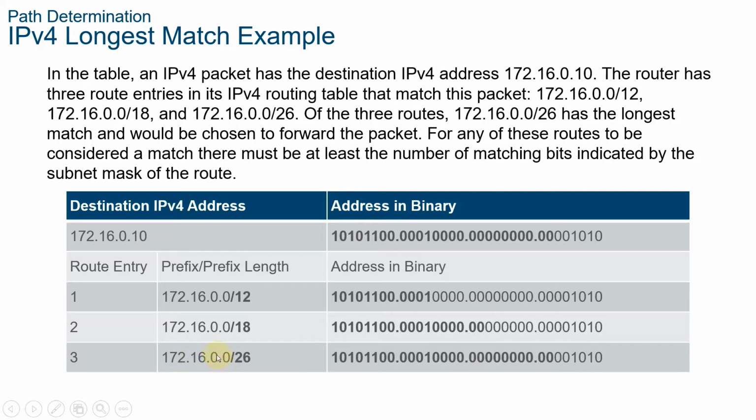Of the 3 routes, 172.16.0.0/26 has the longest match and would be chosen to forward the packet. So remember, for any of these routes to be considered a match, there must be at least the number of matching bits indicated by the subnet mask for the route.